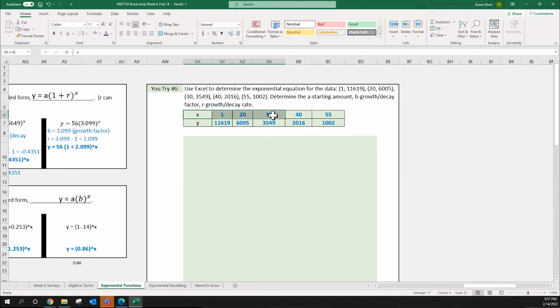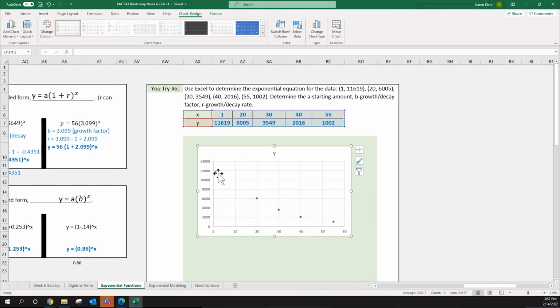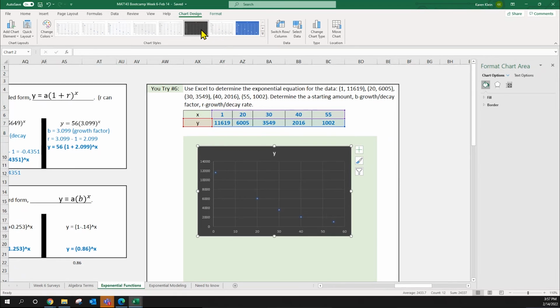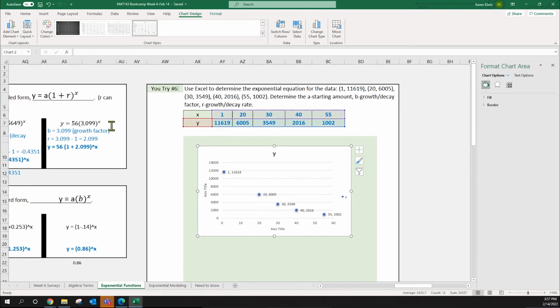If you recall from last time, we're going to highlight this, go to insert, and insert our scatter plot, and that creates our graph of the table of values. And if you recall, you can format it. You can select what kind of grid you would like to see. You can also change the layout, putting labels on there. Let's do something like this. This is going to represent my x. This is going to represent my y. And I'll just call this you try number 6.